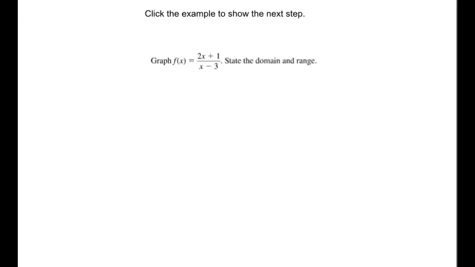This is going to be example number 3. So here I'm supposed to graph 2x plus 1 over x minus 3 and then state the domain and range. Okay, so here's a little bit more complicated, right? We took our simple parent function and we graphed that. And then in the second example, we transformed it. We used our transformations, our a, h, and k, to deal with that and to graph that one.